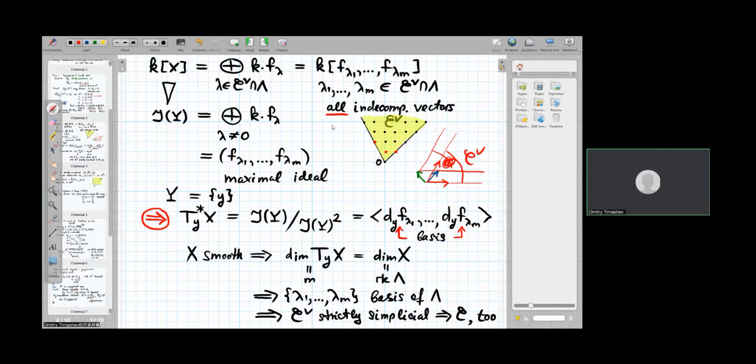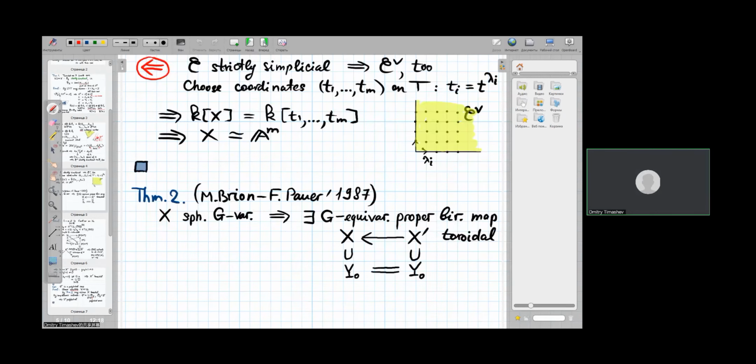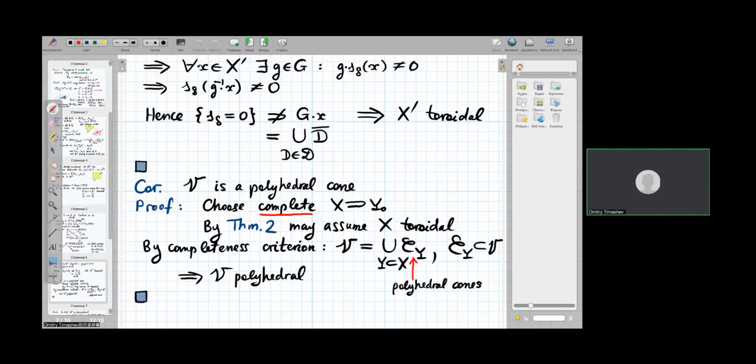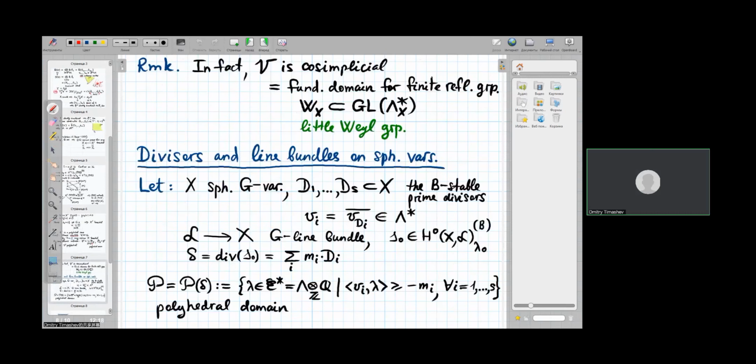Let me just say that in the final lecture, I'll discuss some applications. I have only one lecture left, but I'll try to discuss some applications of spherical varieties to other geometric or representation theoretic problems, which in particular will be based on this Brion's proposition, which we just proved.